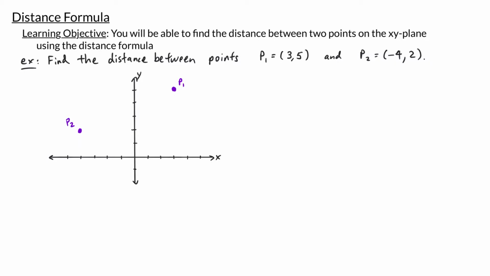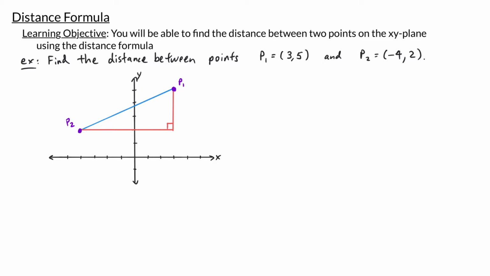Now, if we want to find the distance between P1 and P2, essentially what we're looking for is the length of the line segment connecting these 2 points. To find the length of this line segment, what we can do is draw a triangle. From P2, I'm just going to draw a horizontal line straight across, and from P1, I'm going to draw a vertical line straight down. What we've formed here is a right triangle, and so if we want to find the length of that blue line segment, what we can do is use the Pythagorean theorem.